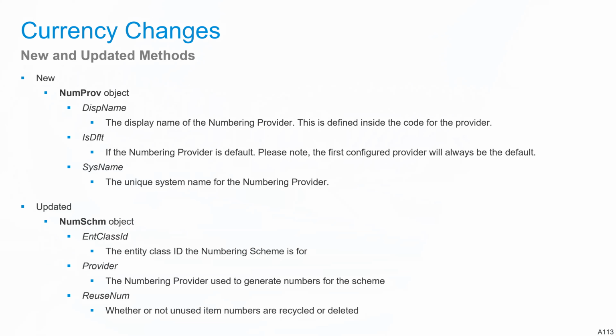And the entity class ID will propagate through all of the other methods that we have as well. It's our more concrete way of identifying what entity the number scheme is representing. The number provider object is new, and that goes hand in hand with the new custom numbering provider support that we've added. And that has 3 members as well, one for display name, one for whether or not the number provider is the default provider, and one for the system name. Typically what you'll leverage in the API is the system name, but what you'll see in the Vault client is the display name.